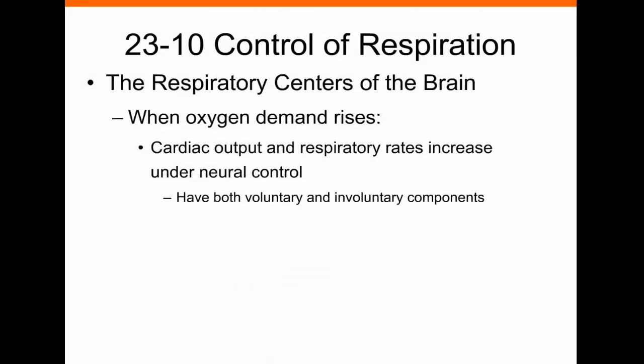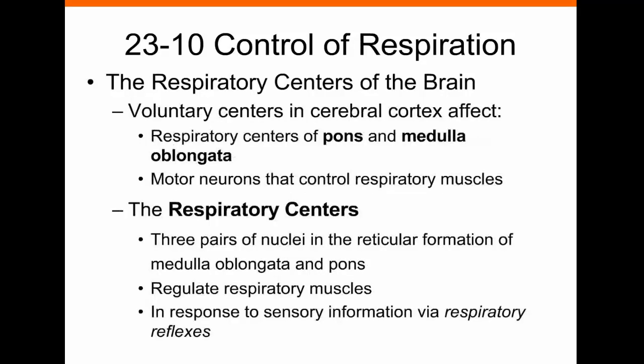The respiratory centers are located in the brain, so when the demand for oxygen rises, the cardiac output and the respiratory rate increase under neural or brain control. And we have both voluntary and involuntary components, so we're going to have a look at those. So the voluntary centers in the cerebral cortex affect the respiratory centers of the pons and the medulla oblongata. I've got a diagram to show you in just a minute. And the motor neurons that control the respiratory muscles.